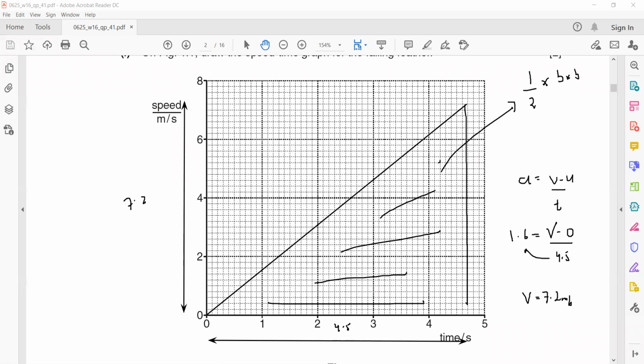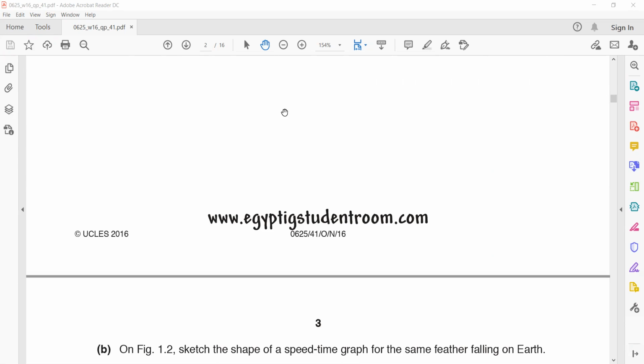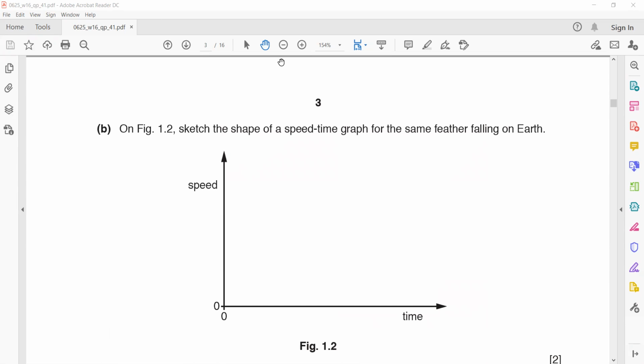The next part, the graph: what will be the shape of the graph if the same feather is falling on Earth? Because Earth has an atmosphere. So as Earth has an atmosphere, there is air resistance also, which is acting on the feather. So when air resistance balances with the weight, there is no resultant force.